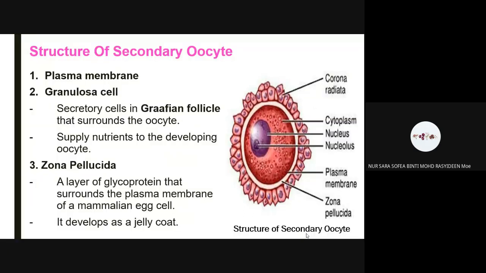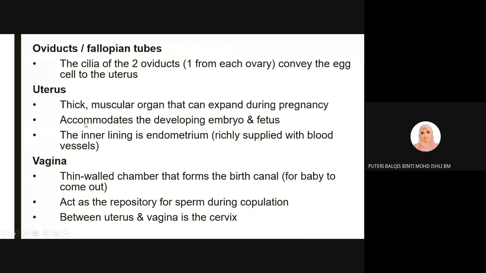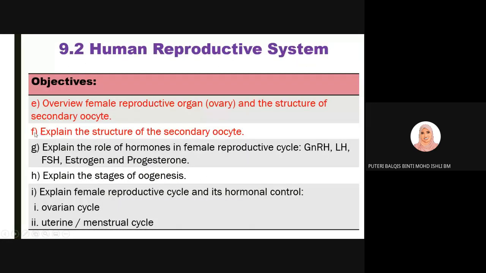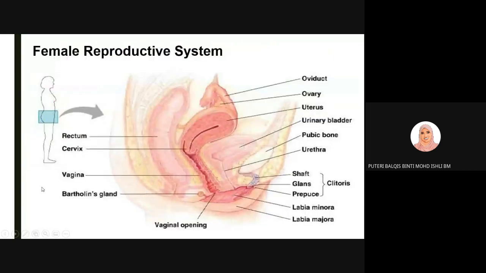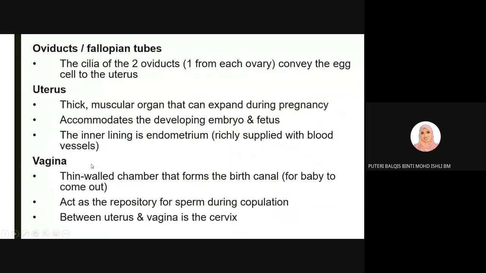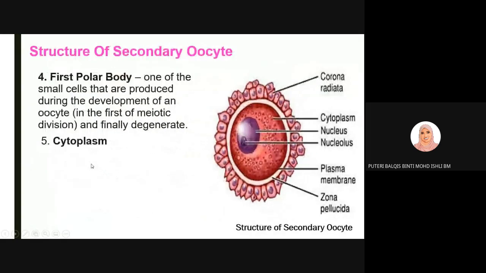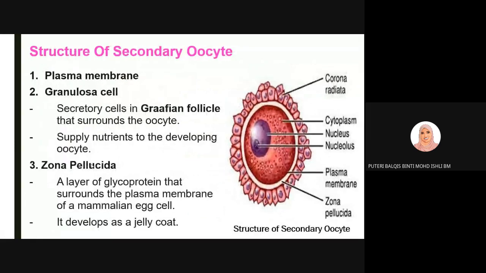Okay. Alright, so for today we're going to continue on the structure of secondary oocyte. What we're going to discuss for today is FGHI and 9.3. Masuk 9.3 sikit sebab tu saya tunjuk video fertilization tadi. Okay. This is structure of secondary oocyte. Okay, secondary oocyte. Kita tak panggil lagi ovum, kita panggil dia sebagai secondary oocyte.